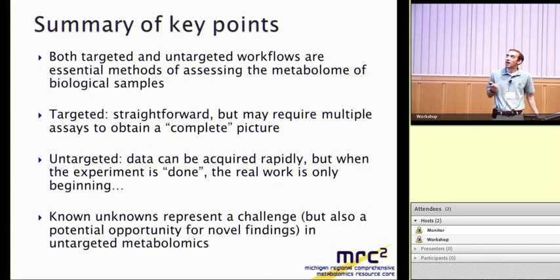Untargeted, on the other hand, the data can be acquired relatively rapidly and in an unbiased manner. But when the experiment is done, the real work is only beginning. The data analysis, the data interpretation, you've got a lot more to do. Known unknowns are a particular challenge, but also a potential opportunity for novel findings that are associated with untargeted metabolomics.